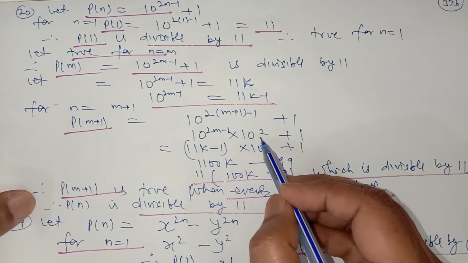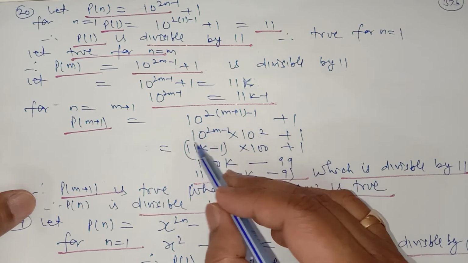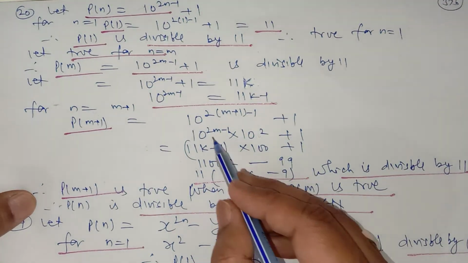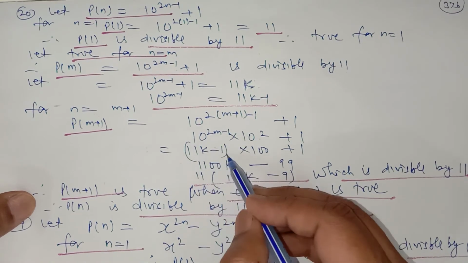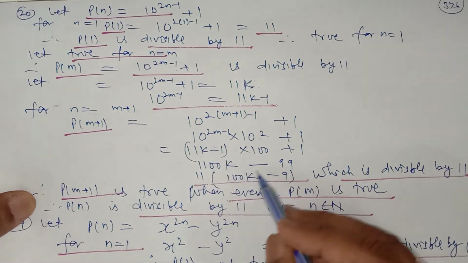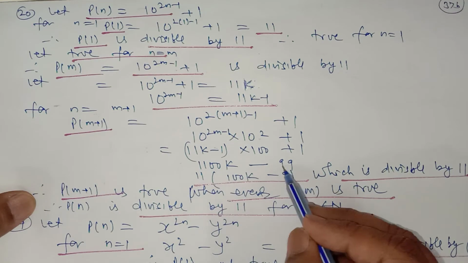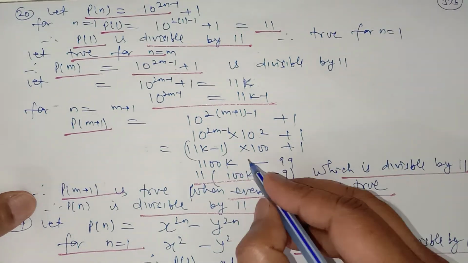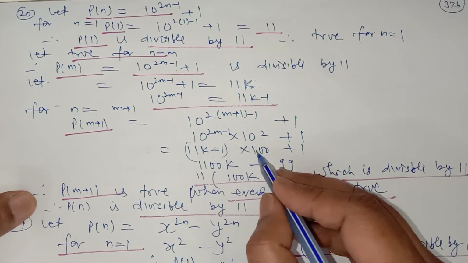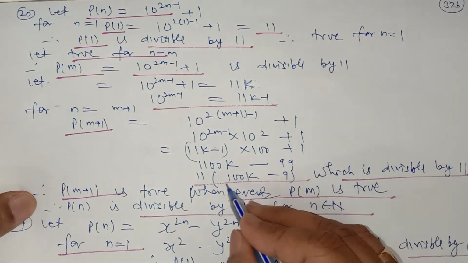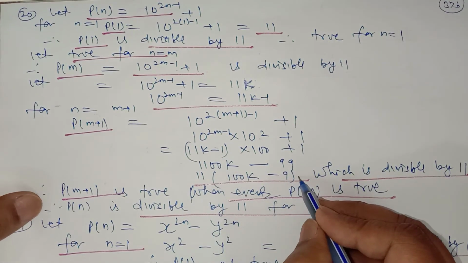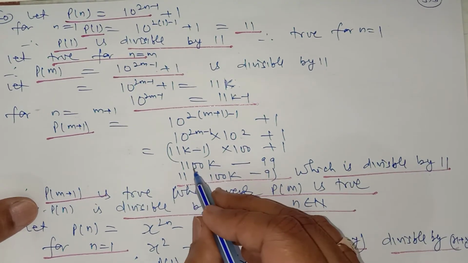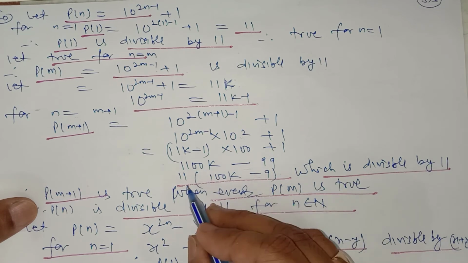Simple arrangement is here. Now the value of 10 raised to power 2m minus 1 is equal to 11k. Replace the value of this as 11k, open the bracket, and you are getting 11 common in both the terms, because this is 100, open the bracket, minus 100 plus 1 will be equal to 99, and you can take easily 11 common, which is divisible by 11. So Pm plus 1 expression is this, which is divisible by 11.